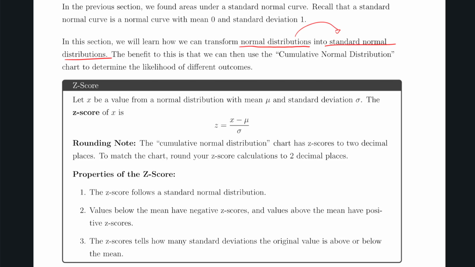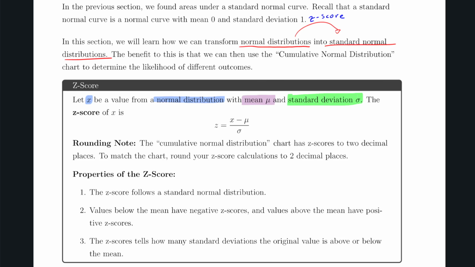Now, what is going to be our method to transform from normal to standard normal? That's going to be something called the z-score, which we see described below. So suppose we have a value x that begins from our normal distribution. So x is normally distributed, but it's not standard normal. Then we can turn it into a standard normal. And one thing I need to mention here is the mean of this normal distribution is mu. The standard deviation of this normal distribution is sigma.